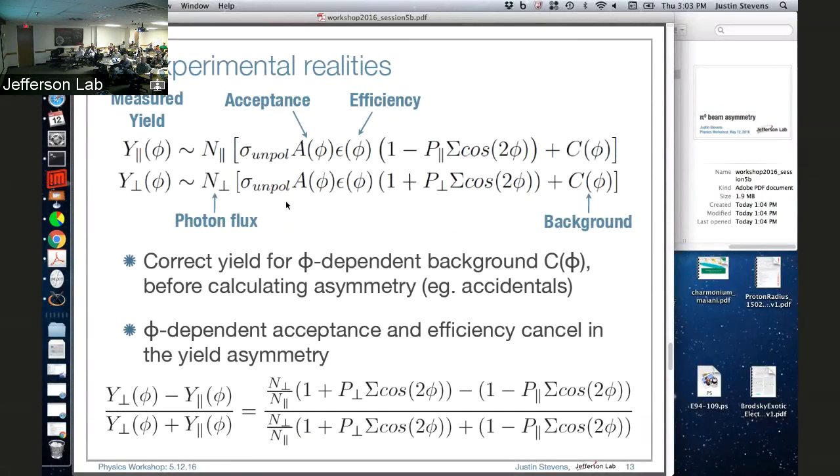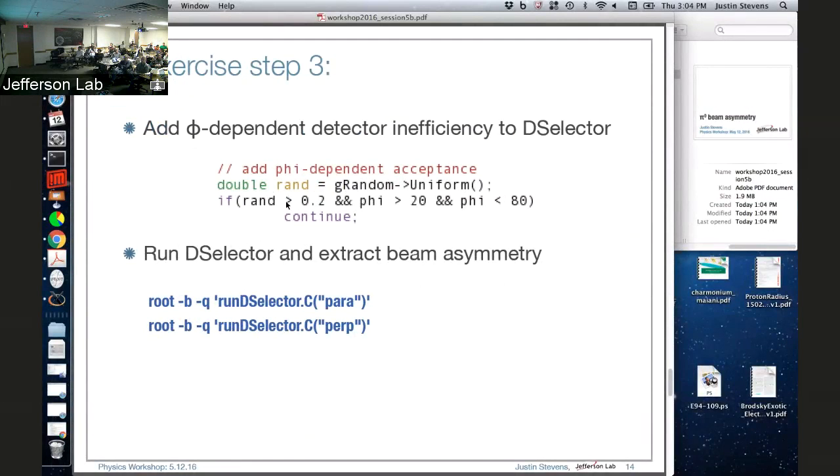That's right, yeah. The useful piece about writing it this way is that you can recognize that you don't need an absolute measure of the photon flux, but you just need the ratio. And so that, again, cancels the systematic in the absolute normalization of the photon flux. Okay, so let's go back to the virtual machine, and now we'll add a phi-dependent detector inefficiency in the deselector.